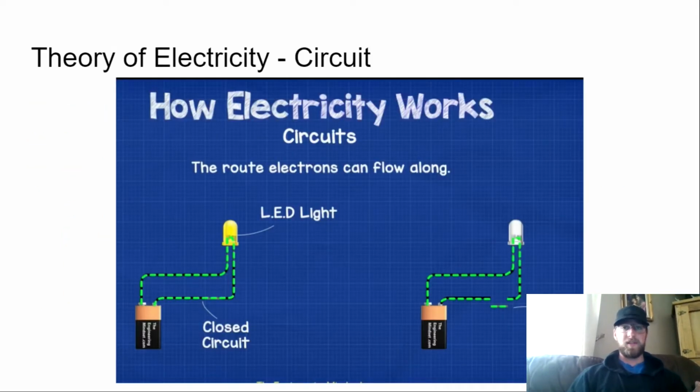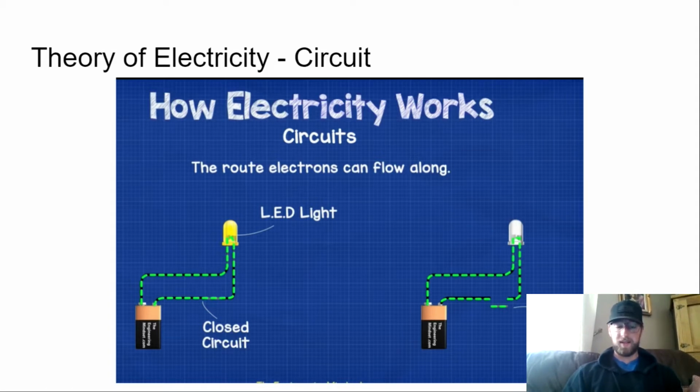So the theory of electricity, how does electricity work? If we want to have a solid understanding of circuit protection or circuit breakers, we first need to get clear on what a circuit is and why it might need to be protected. Simply put, a circuit is a route electrons flow through. It is the way electricity is transmitted.